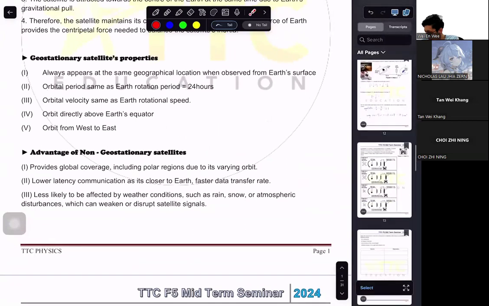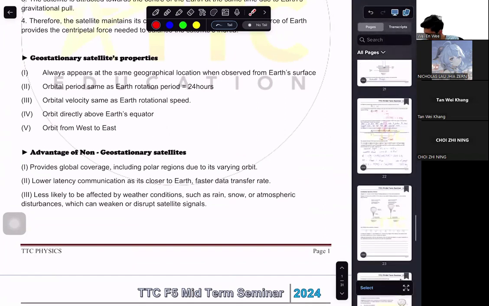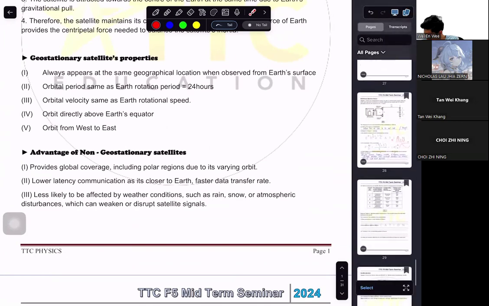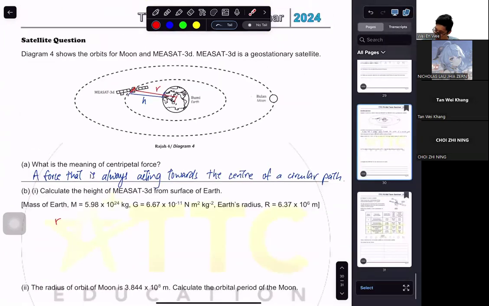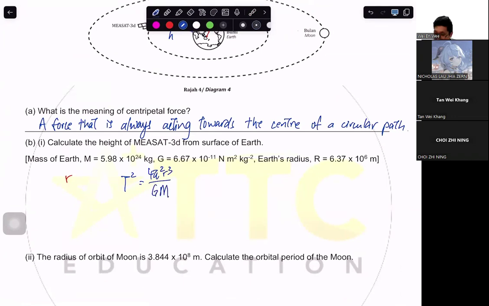Usually in your formula sheet, you have other formulas also. Usually there will be one formula, which is this: T squared equals 4 pi squared r cubed over GM. Sometimes they give this formula. You need to know what all of the things mean. T squared is the period.